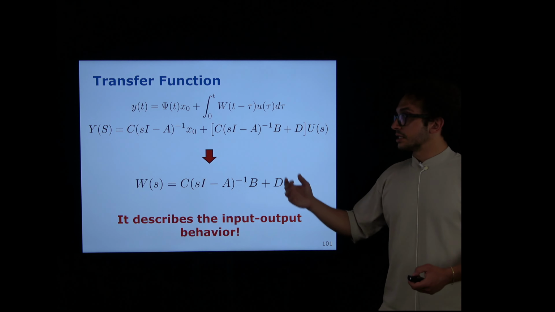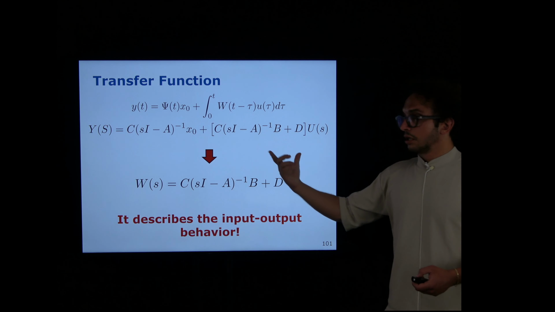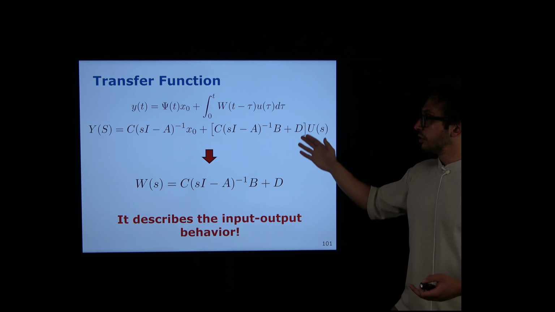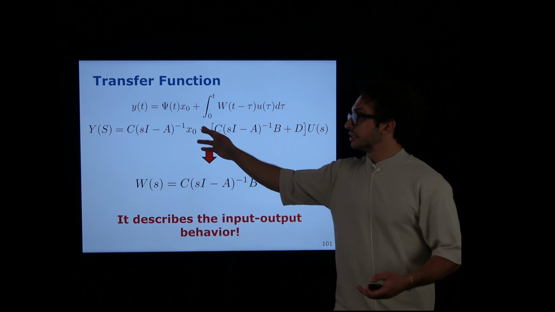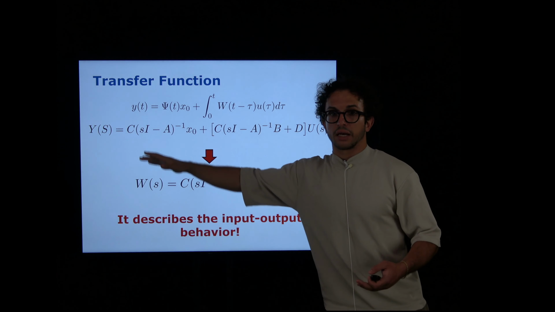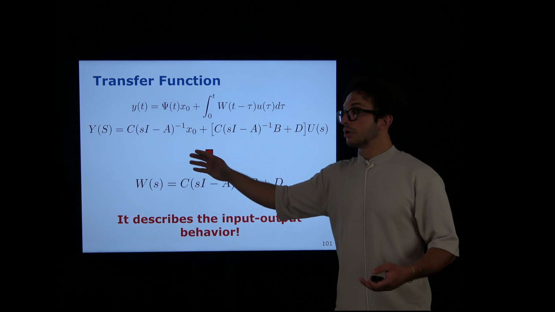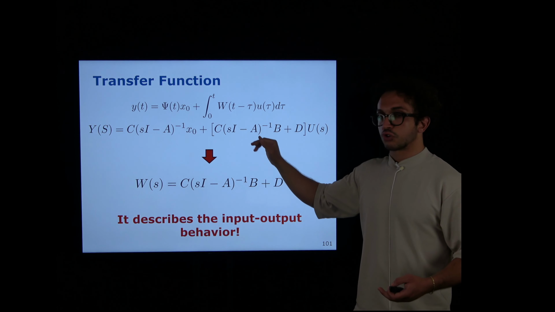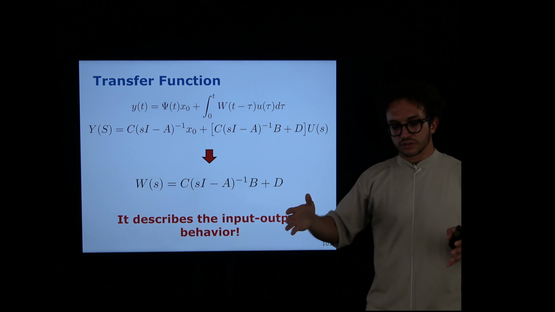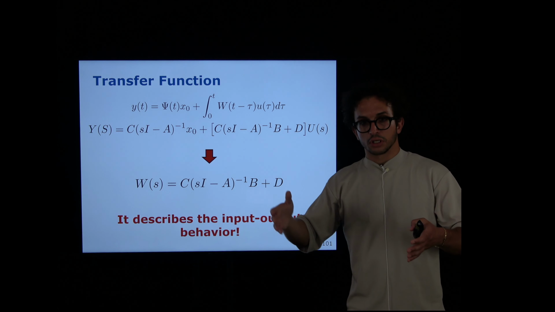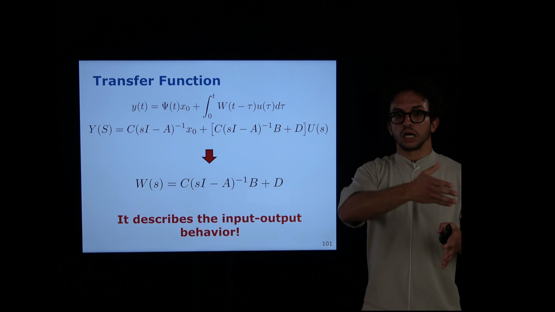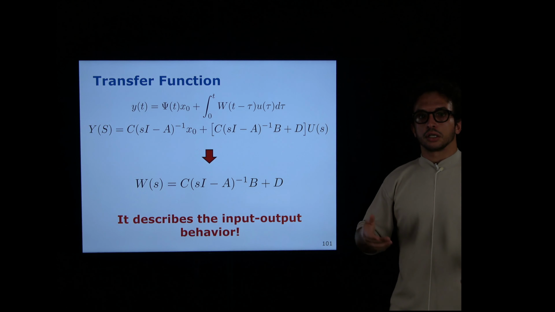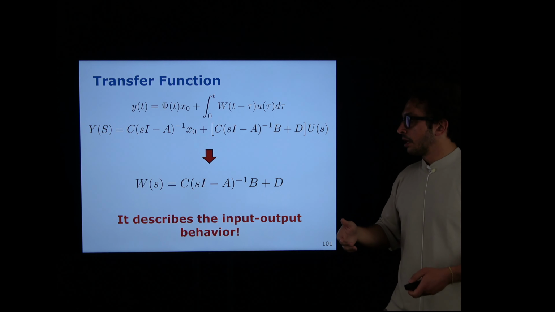Another important thing is that this term here is called the transfer function, and it's very important because if you look at it, the initial state we can forget about, as it could be 0, and then basically the output is described as the transfer function times the input. So the transfer function is something that transfers directly the input to the output. It describes how the system evolves in terms of input and output behavior.